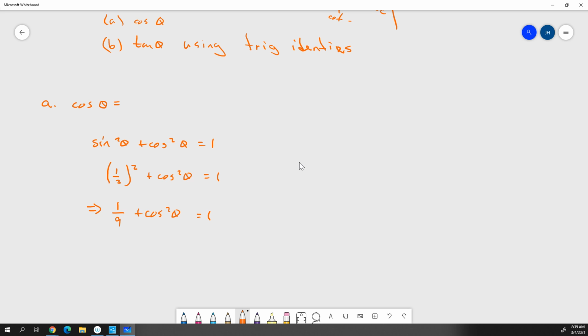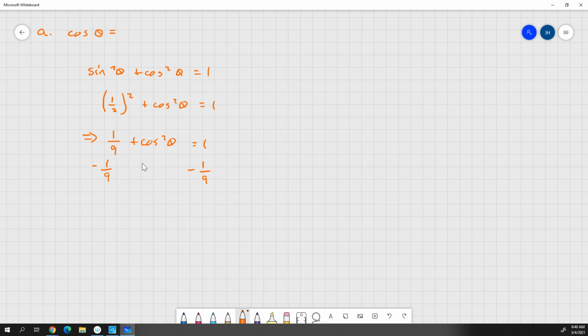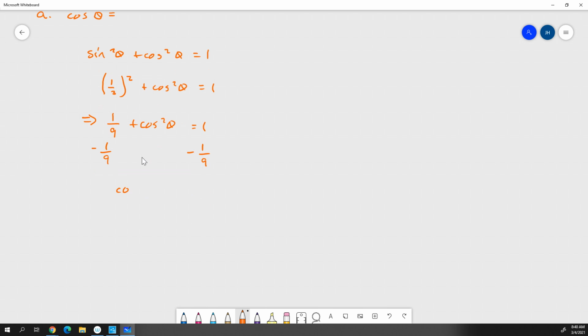So now we just need to start solving for cosine of theta. We're going to start by subtracting 1/9 from both sides. That is the same as saying cosine squared of theta equals 9/9 minus 1/9, right? Which is just 8/9. We can go ahead and say cosine squared of theta equals 8/9. Now I can solve this by taking the square root of both sides, right?